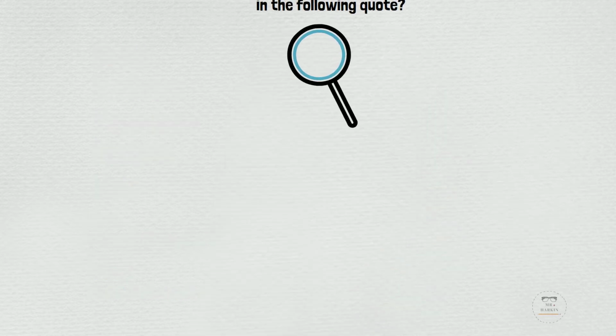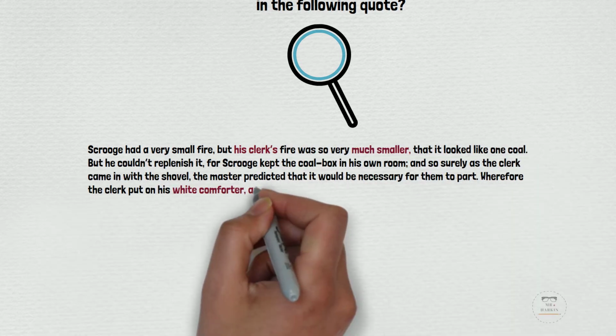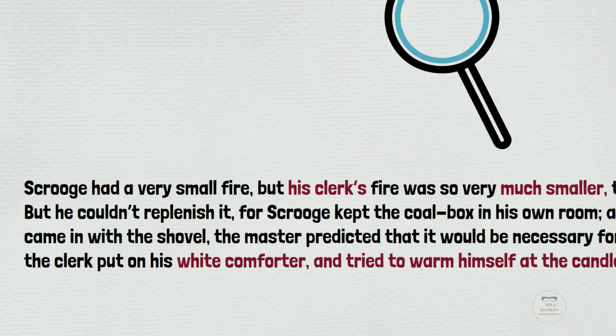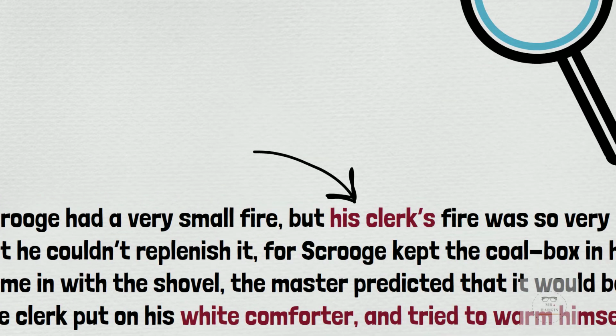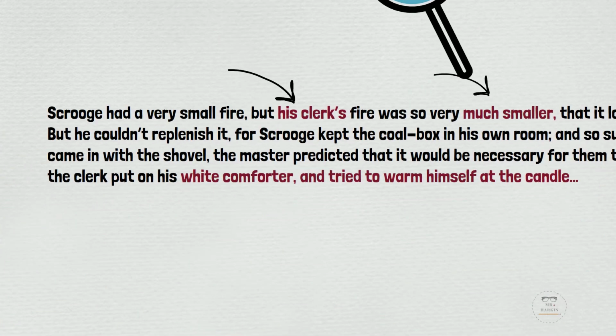The next thing to do is zoom in on the quote. Remember, in the exam, you won't have the text in front of you. At best, you'll have an extract. So it would make sense to memorise smaller sections of the quote. Here, what stands out is that Bob Cratchit isn't immediately introduced by name, but rather as his clerk. We also notice that his fire is much smaller than Scrooge's, and that Bob is wearing a white comforter and trying to warm himself by a candle.